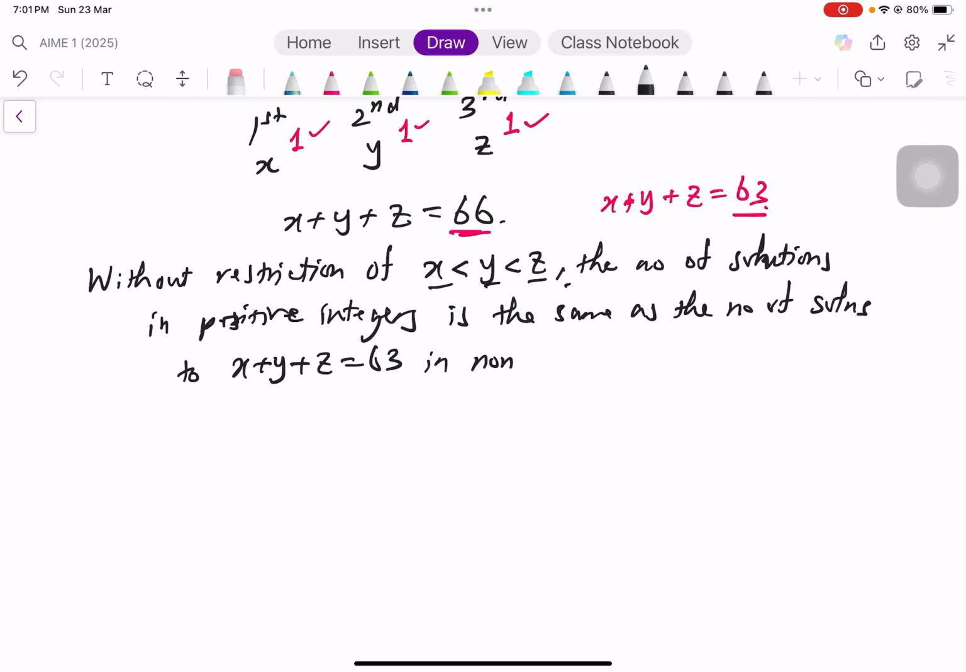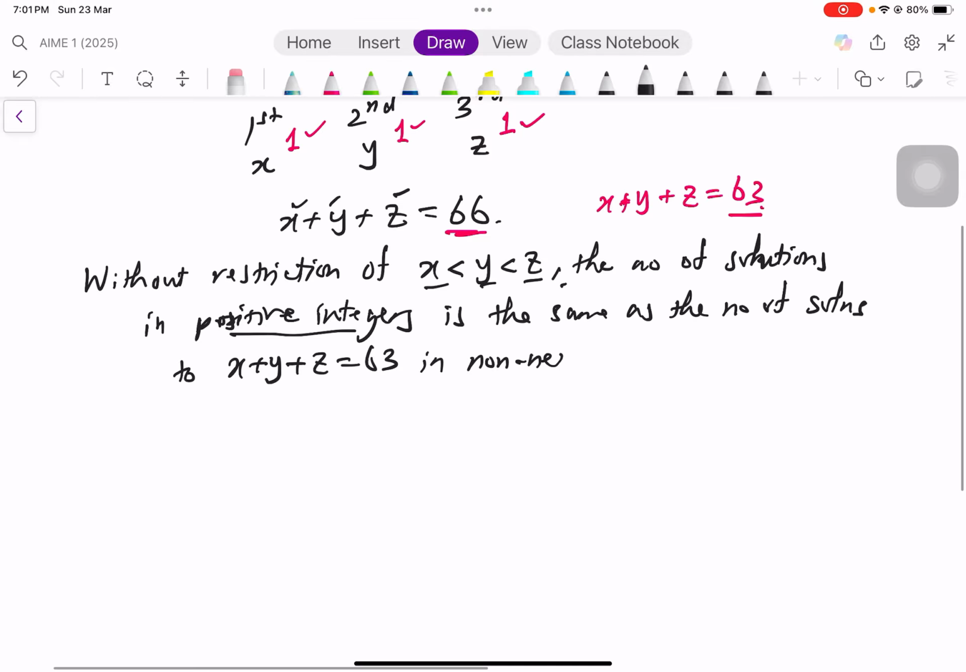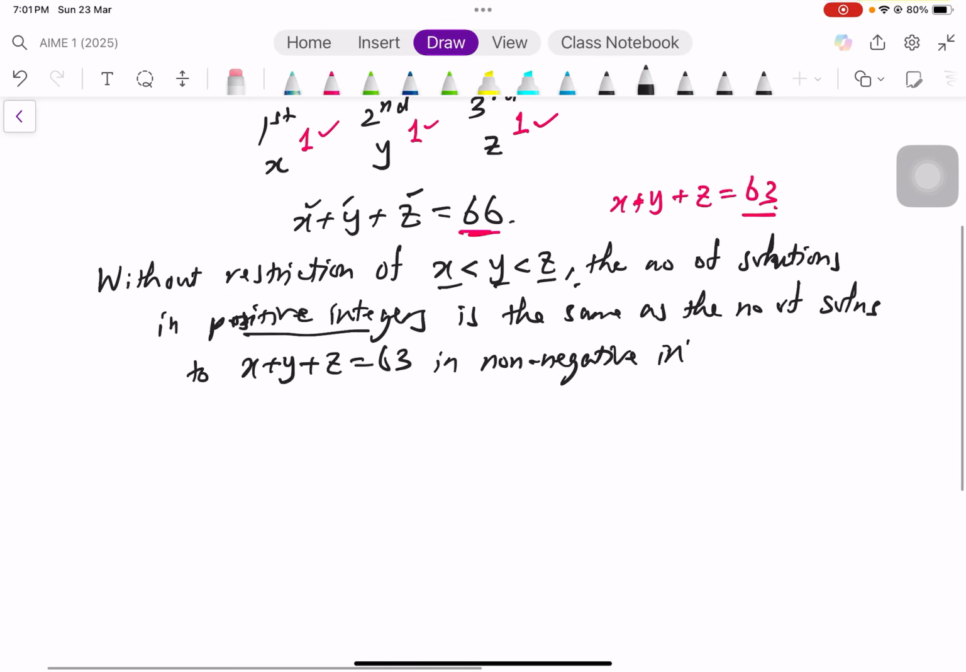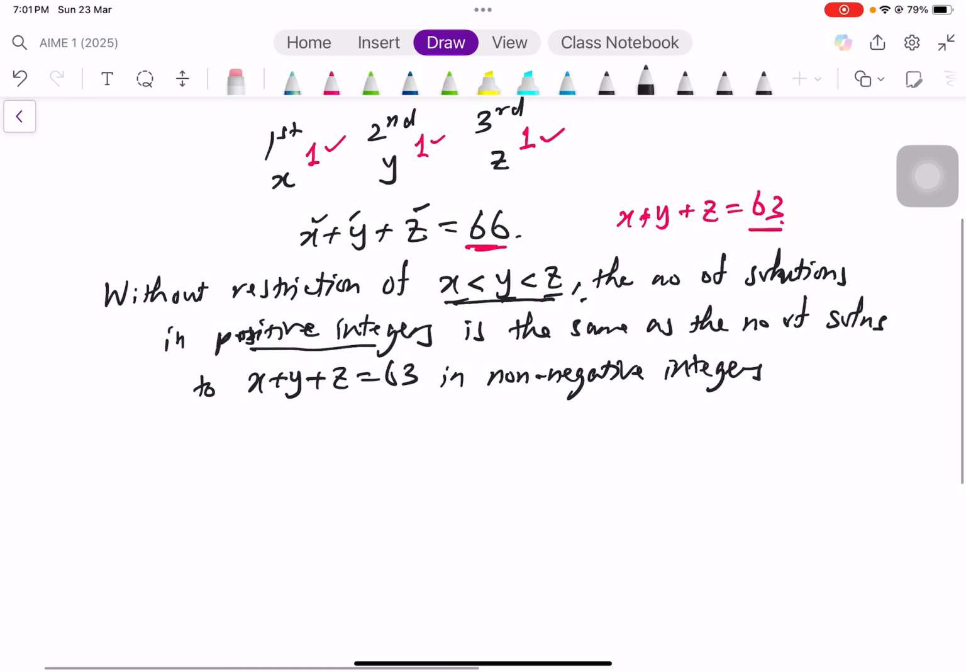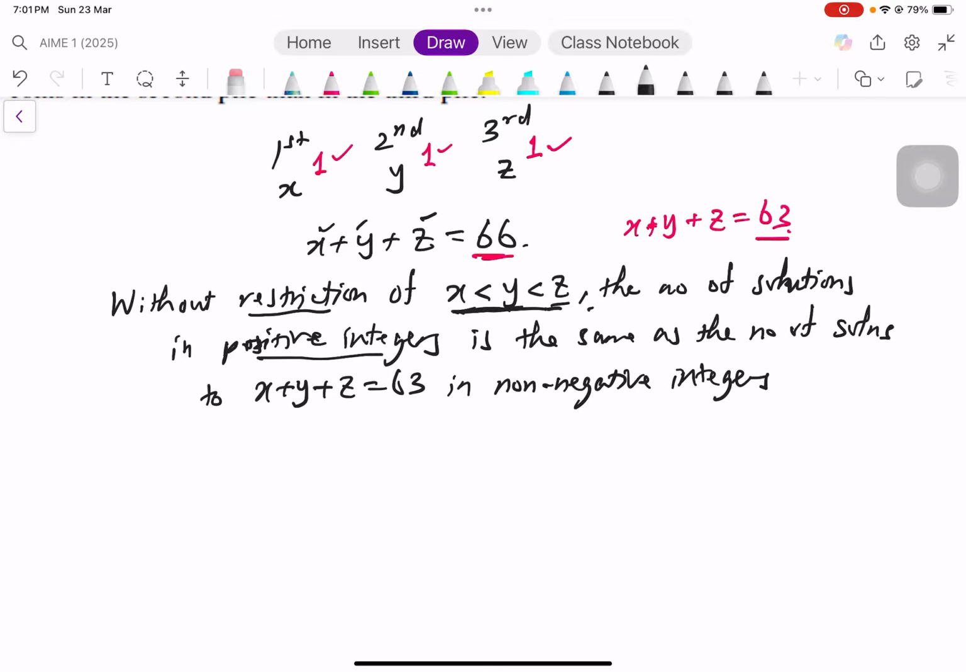Because the original question x, y, z must be positive integers, right? But we changed the question into x, y, z in non-negative integers, because I already said we put one coin into each pile first. And can you see that I'm not solving the original question now. I'm without restriction. That means in this case, we are not considering the case of x less than y and less than z. Then later we restrict it to x less than y less than z.